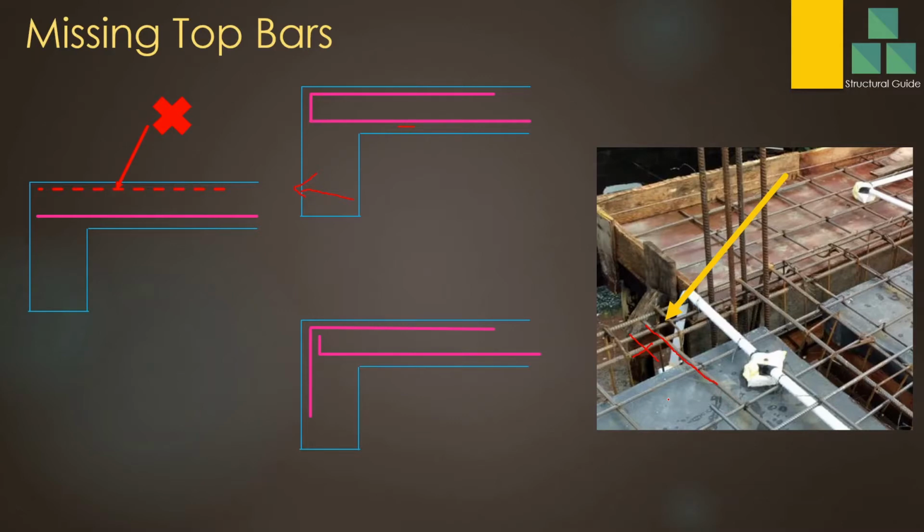Therefore, at any support you have to make sure there is top reinforcement in the slab. This may be specified in the drawing. Whether it is in the drawing or not, we have to provide it. It may be missing from the drawing due to an error, but in any case you have to provide the top reinforcement, unless this slab is a simply supported slab.